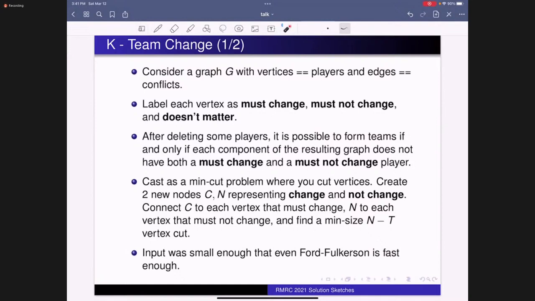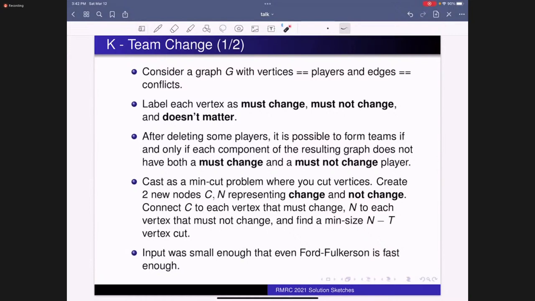So let's think about what a solution looks like here. Here's the statement that I focused on at least. If you deleted some players, it's possible to form teams if and only if each component in the resulting graph does not have both a must change and must not change player. That's because, well, for every edge, either both of the vertices at the endpoints of the edge will have to change or they will not change, because they were already on opposite teams and they must remain on opposite teams.